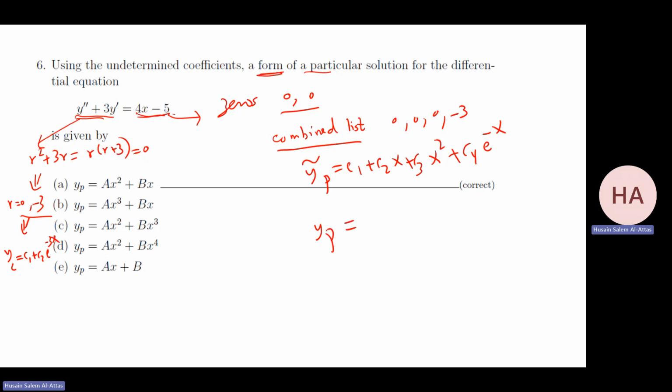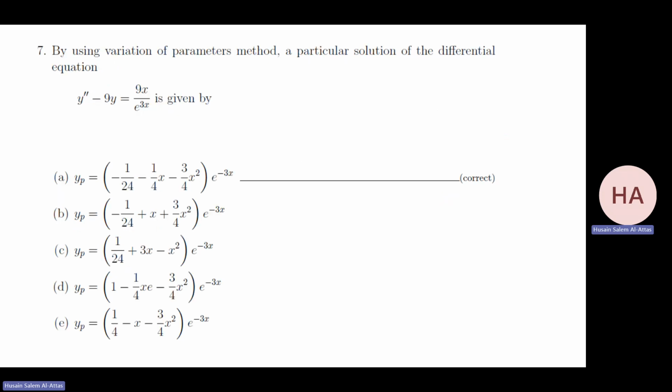Plus c4 e^(minus 3x). Yp will be what? I cancel now yc. So I cancel this, I cancel this. So yp will be Ax plus Bx squared, which is this one. Ax squared plus Bx, who cares? By using variation of parameters, a particular solution to this differential equation is given by this.